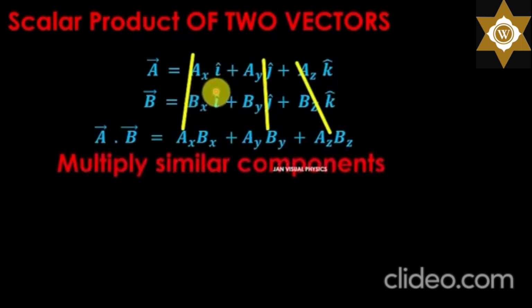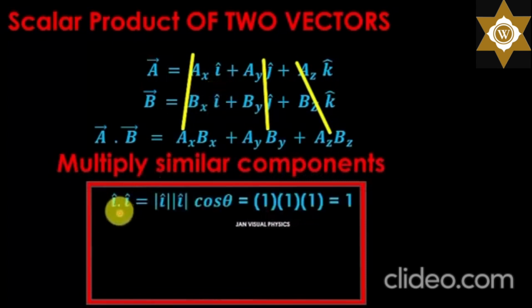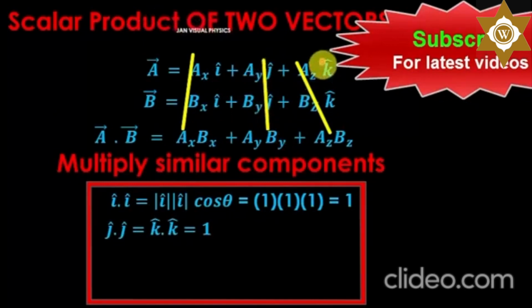Here i dot i is equal to i square, or we can see from the definition of dot product, i dot i is equal to magnitude of i vector into magnitude of i into cos of theta. Magnitude of i is 1, magnitude of i is 1, and i makes an angle of 0 degree with i, so cos of 0 is equal to 1, so i dot i or i square is equal to 1. Similarly, j dot j or j square is equal to 1 and k dot k or k square is equal to 1, and we get the dot product of A and B in this way.